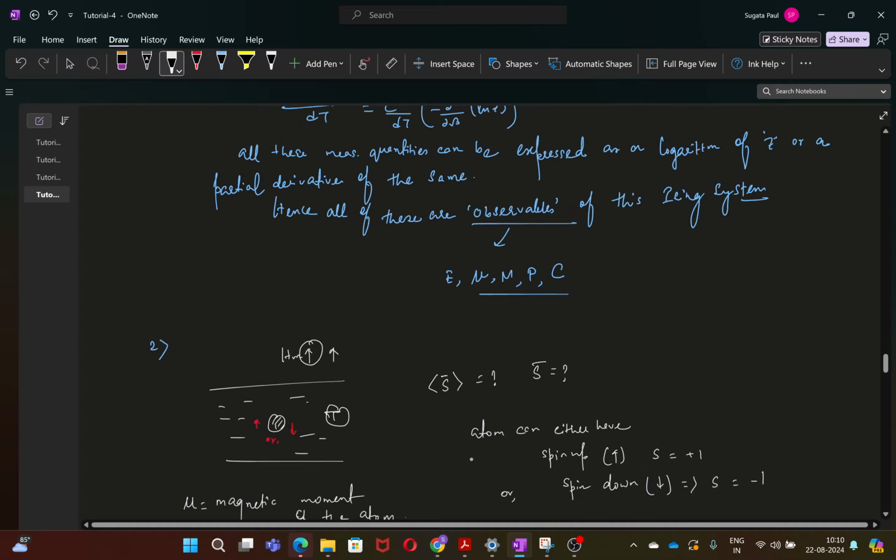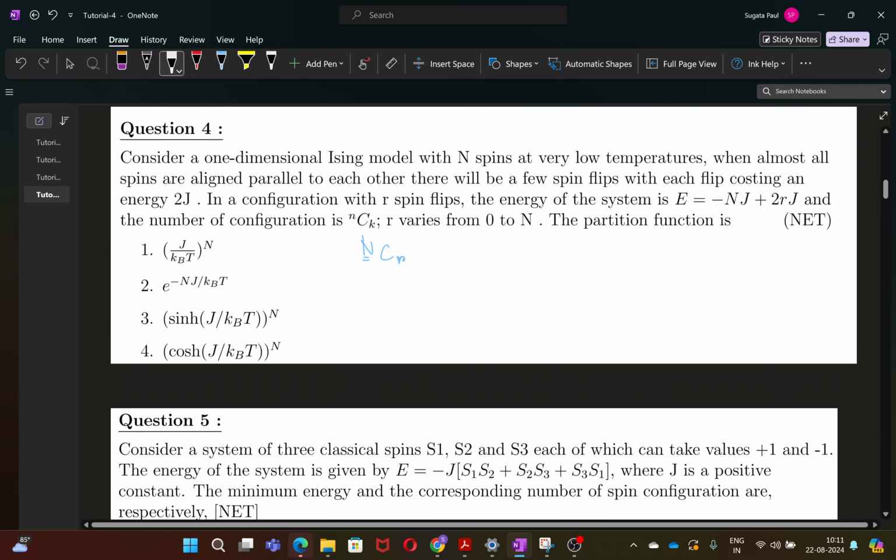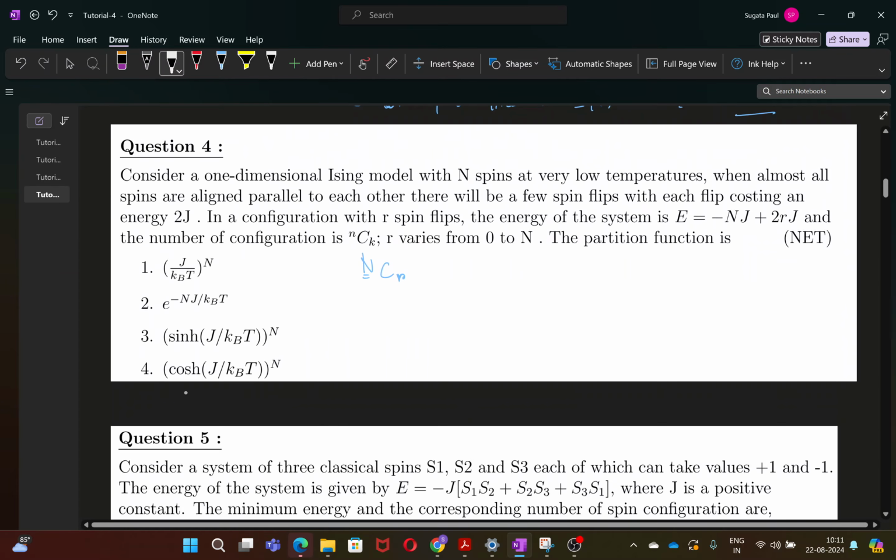So let us choose the correct option from the options given. So option number 4 is your correct option, right? So option number 4.